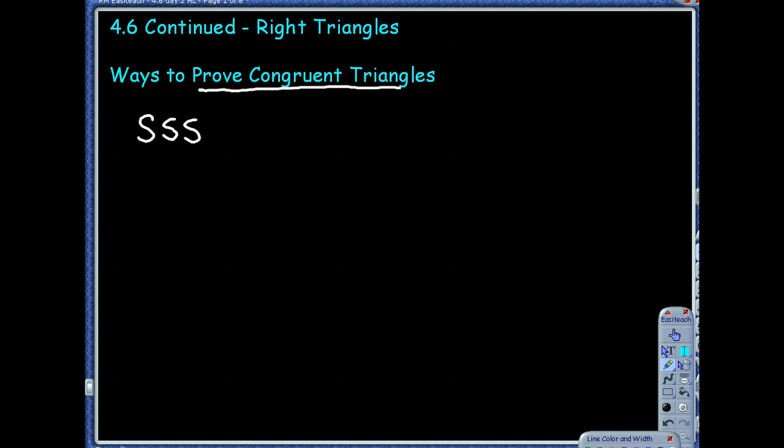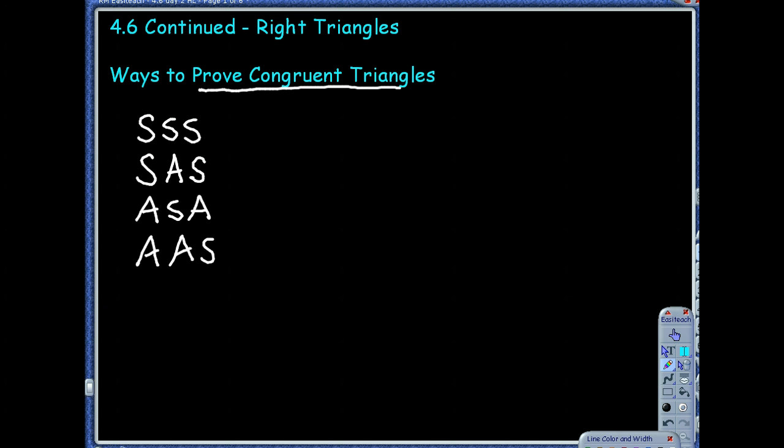So when 3 sides of one triangle are congruent to their corresponding sides of the other triangle, they're congruent. We talked about side, angle, side with that included angle idea. We talked about angle, side, angle with that included side idea. And we talked about angle, angle, side. And really, that's it.